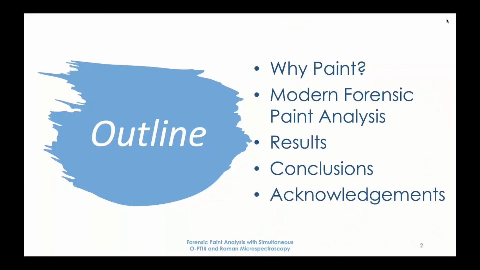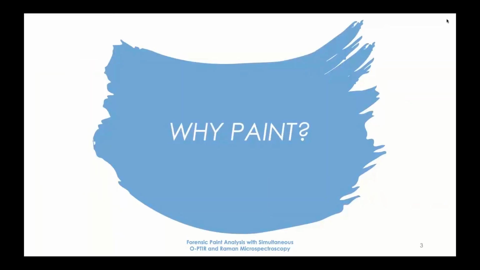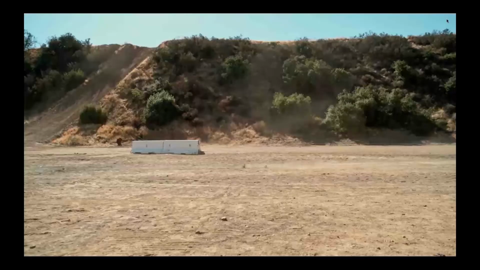So this talk will start with a discussion of why paint, why it is important for forensic investigations. Then we'll talk about modern forensic paint analysis and what's done for that. We'll then go into some results of our analysis with O-PTIR and Raman, and end with conclusions and acknowledgements. So first, why paint? To understand what paint's value is in a forensic investigation, it is useful to see how paint evidence is created during a vehicular accident. This video shows a car crash in slow motion.